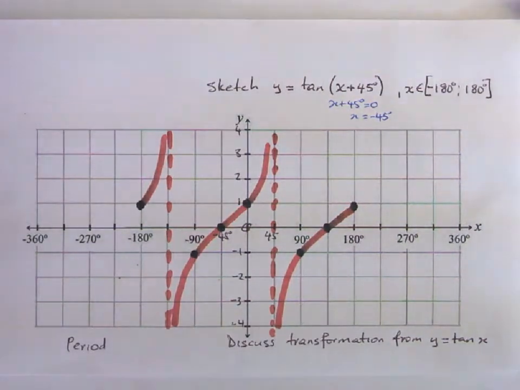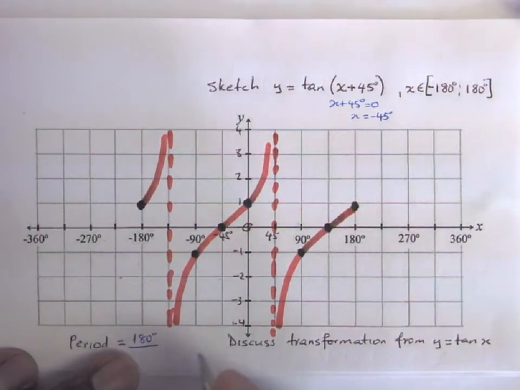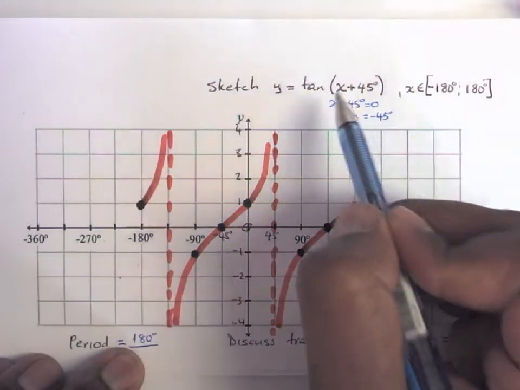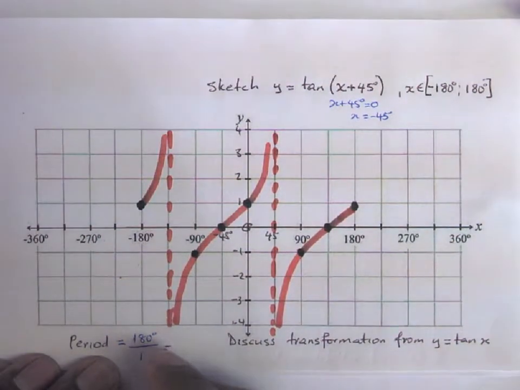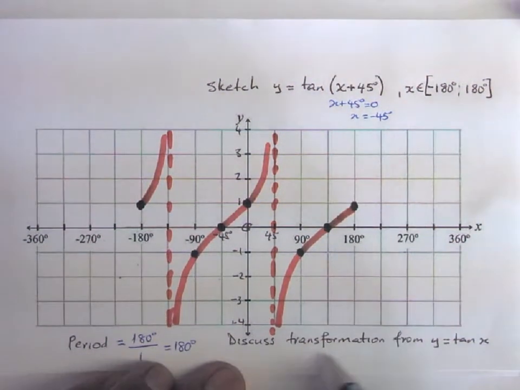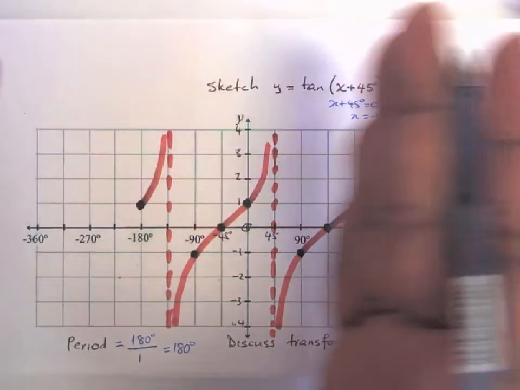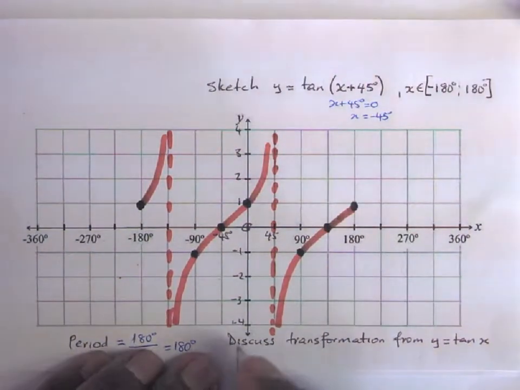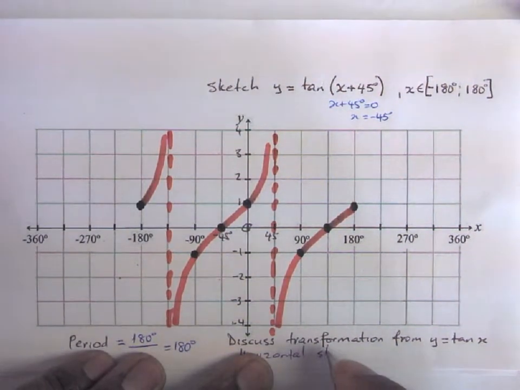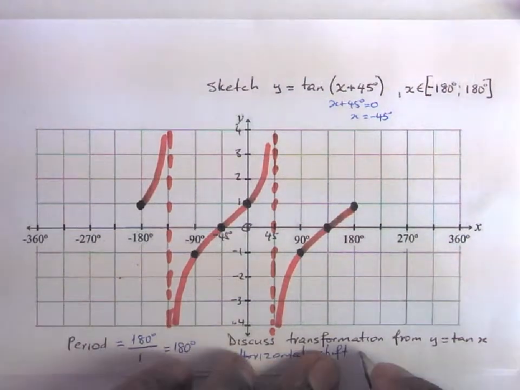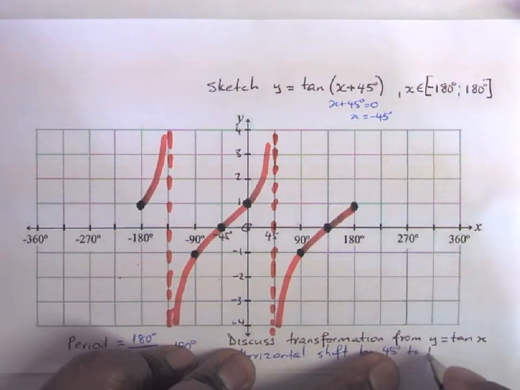Now, answer the question. What's the period? The period, we always take 180 degrees, we divide by the number which is next to x, its coefficient, so it's 1. Divide by 1, so the answer is 180 degrees. Discuss the transformation of this graph. So what has happened? The graph shifted 45 units to the left horizontally. So you can say it's a horizontal shift by 45 degrees to the left.